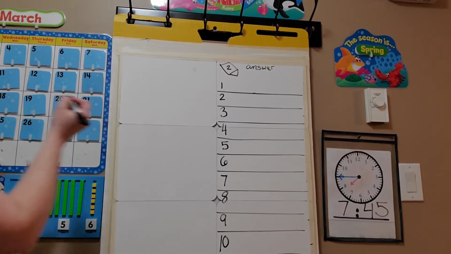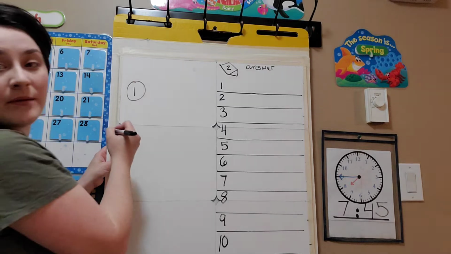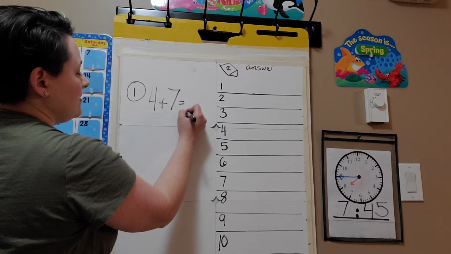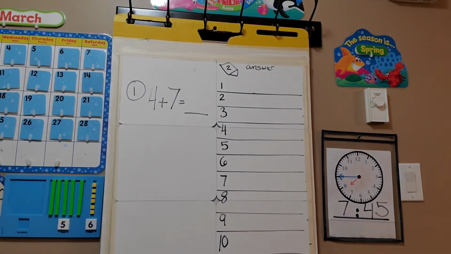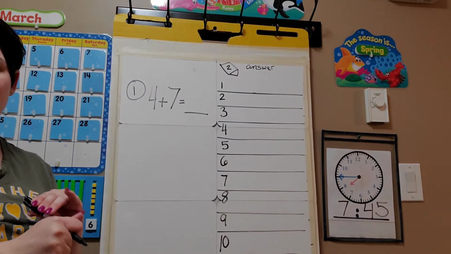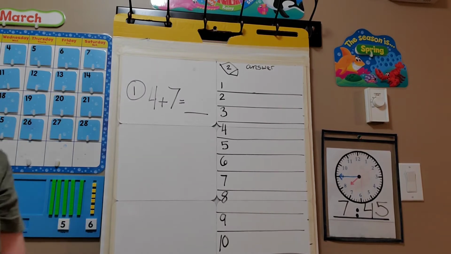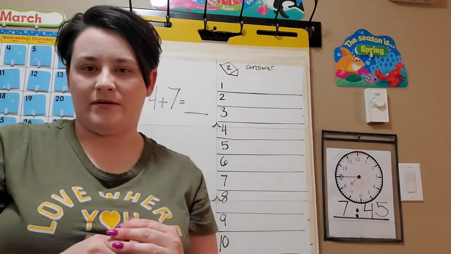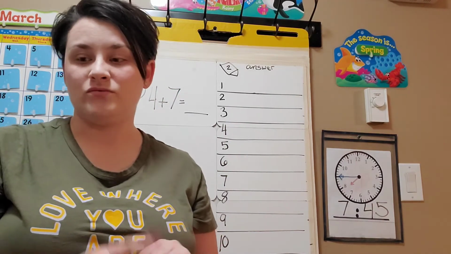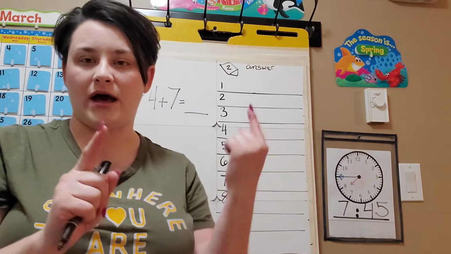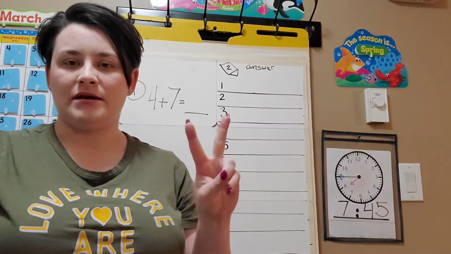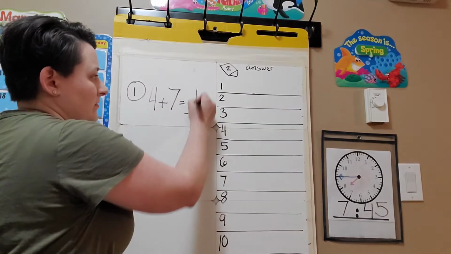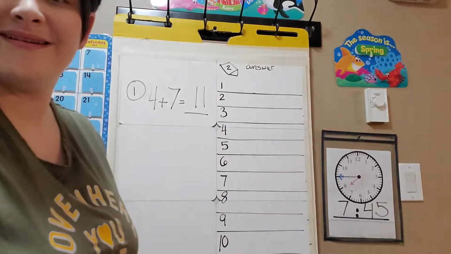Okay, number 1 on your paper. Number 1 and 2 are adding problems. Number 1 says 4 plus 7 equals blank. So will we start at 4, or will we start at 7 and count up? We'll start at the bigger number and count up. So 7, 8, 9, 10, 11. So our answer for number 1 is 11.